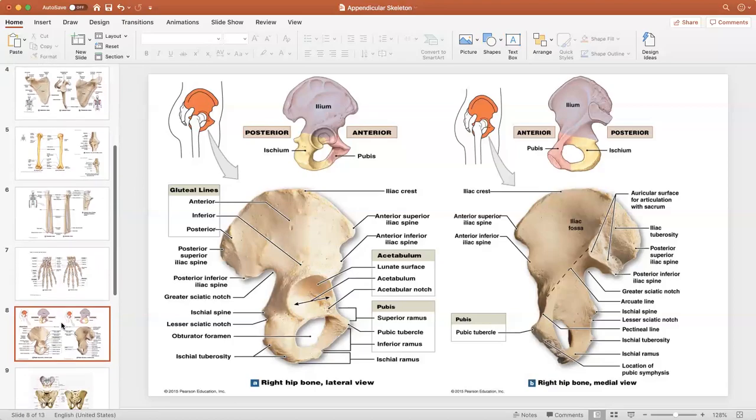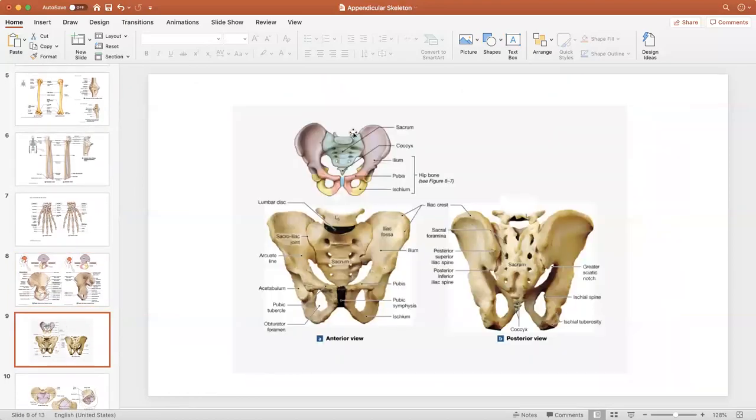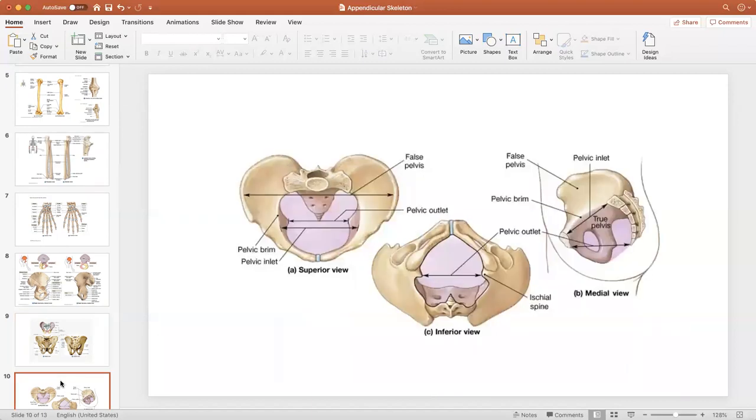Okay, so we'll go down to, here's another view of how it attaches into the sacrum. Maybe those are two flat gliding joints, articular surfaces here, iliac fossa, iliac crest here, anterior superior iliac spine, okay, the pubic ramus, ischial tuberosity in the back there, pubic symphysis. Okay, and then here, this shows us here's that arcuate line through here.